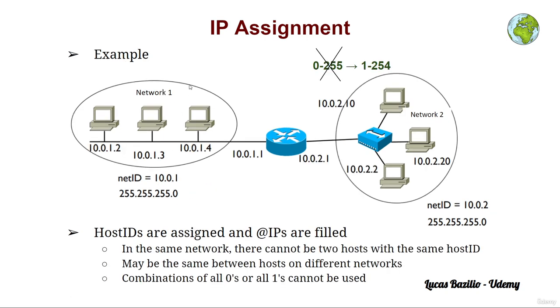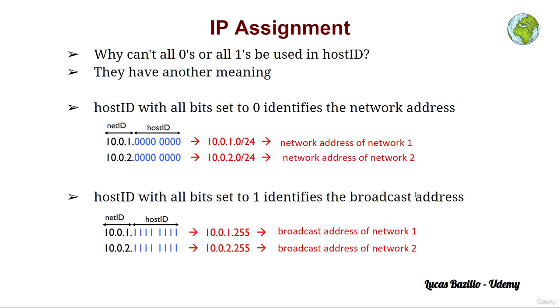However, the full network addresses of network 1 and network 2 are these two IP addresses that we see here. 10.0.1.0/24, with all of the bits of the host ID set to 0, is the network address of network 1, and then 10.0.2.0/24 is the network address of network 2. Remember that this 24 represents how many bits we have on the mask for representing the net ID. In this case, the first 3 digits, 24 bits, represent the network ID, and the remaining ones, the last 8 bits, represent the host ID.